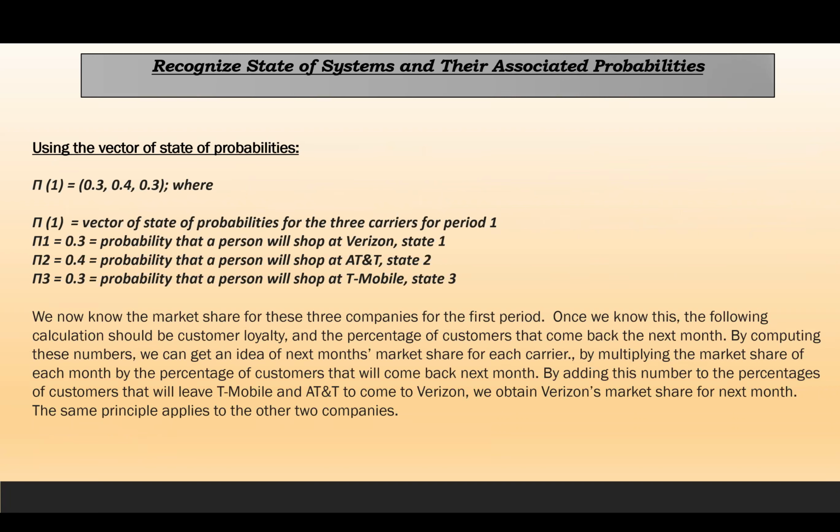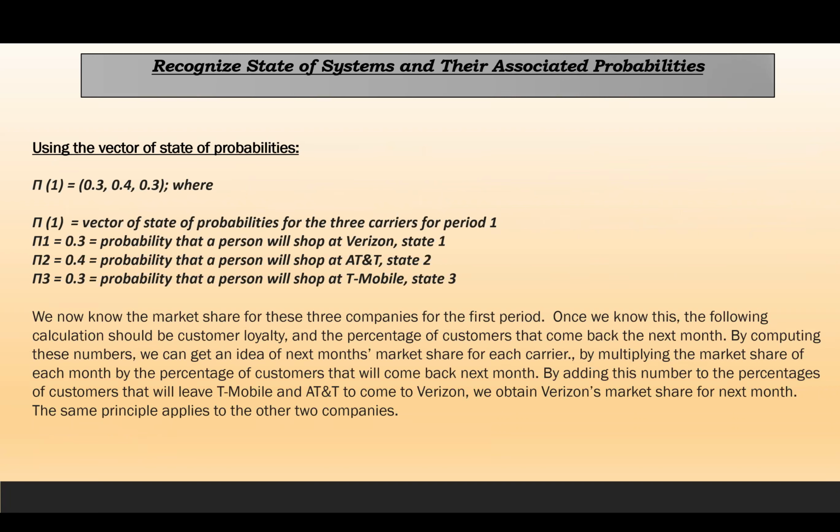We now know the market share for these three companies for the first period, and once we know this, the following calculation should be the customer loyalty and the percentage of customers that come back the next month. By computing these numbers, we can get an idea of next month's market share for each carrier by multiplying the market share of each month by the percentage of customers that will come back next month. By adding this number to the percentage of customers that will leave T-Mobile and AT&T to come to Verizon, we obtain Verizon's market share for next month. We can do the same thing for the other two companies to find out the next period's market share. Next, Kim, please.